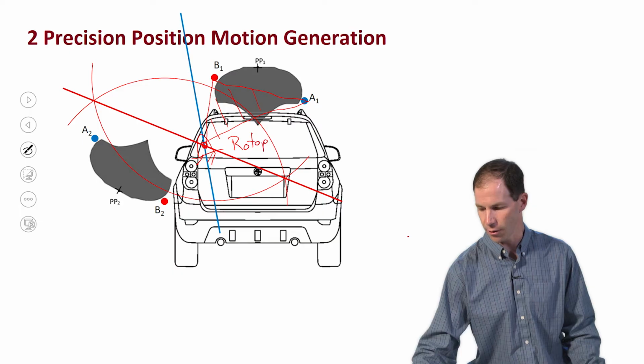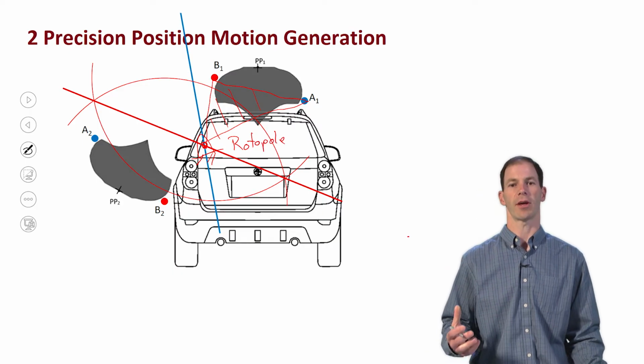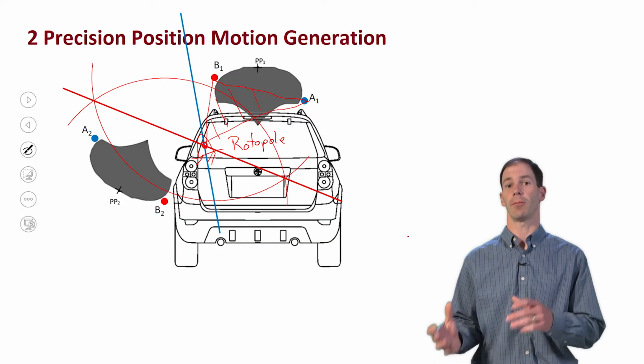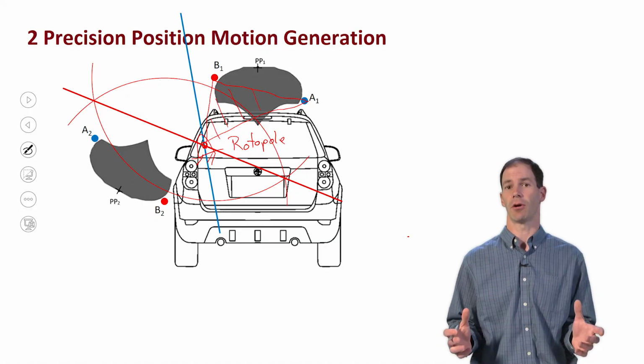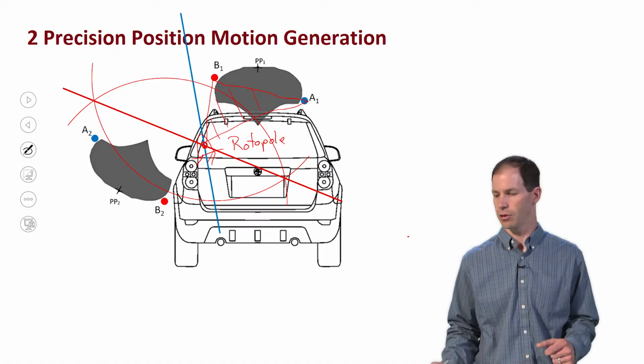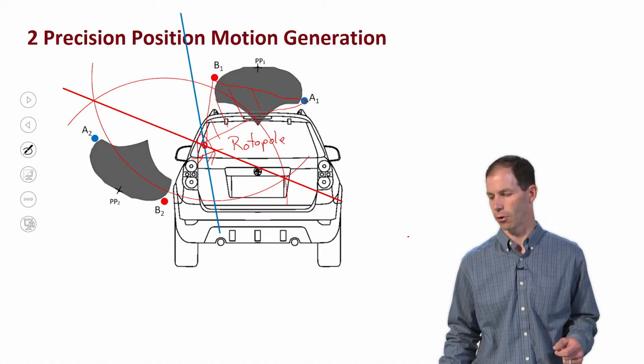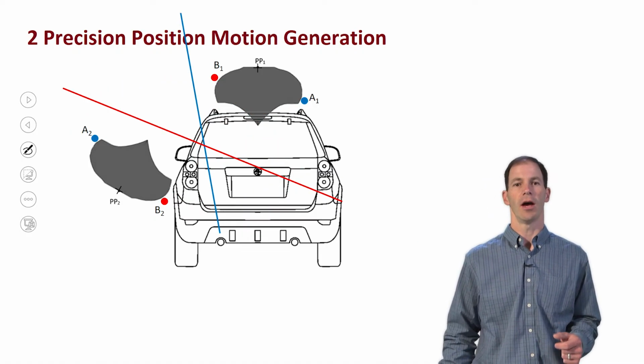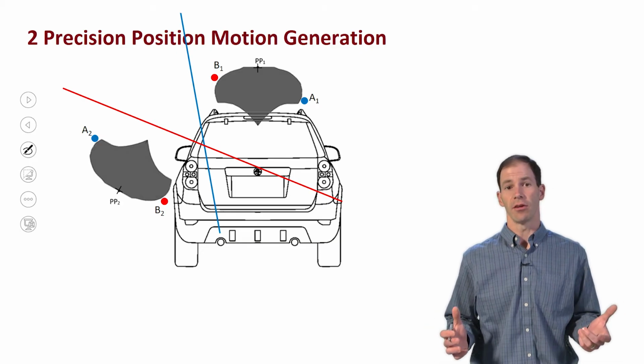And we'll use that later on in the course in quite a few specific applications. But that is a rotopole between position 1 and position 2, and that would allow me to form just a 2-bar mechanism. That's not what I want here, but it is a useful position that we'll talk about later. So that's my rotopole.